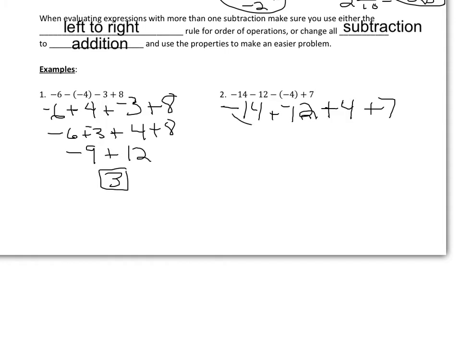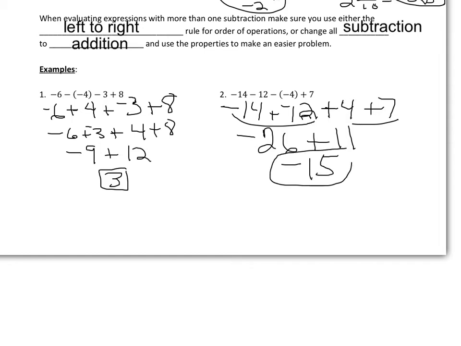Now this is nice because it's already lined up. My two negatives are together. My two positives are together. I switch it all to addition because if I needed to use commutative and switch the order, I could. So -14 plus -12 would be -26. The 4 plus 7 would be 11. Signs are different, so now we can subtract. We'd get a -15.